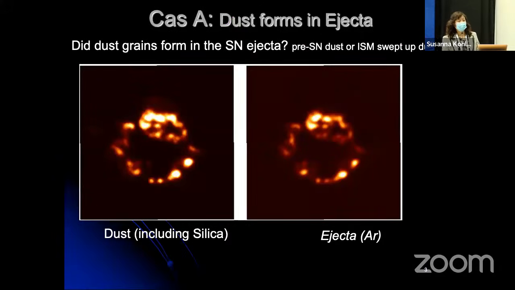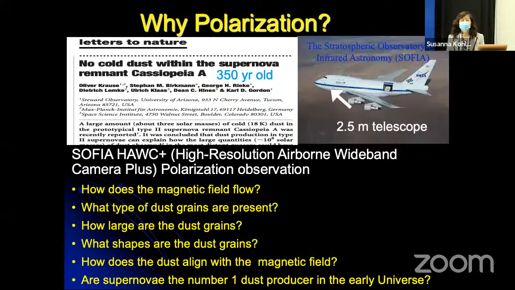So here is one example, a previous spectral image, showing that the dust is really aligned with the ejecta. As you see here, it's not forming dust inside of the ejecta. So then why polarization? Because the dust mass really depends on cold dust. Previously, really no cold dust existed. That means the mass is too small to explain dust in the early universe. So as you see here, people suggested no dust in Cassiopeia A.